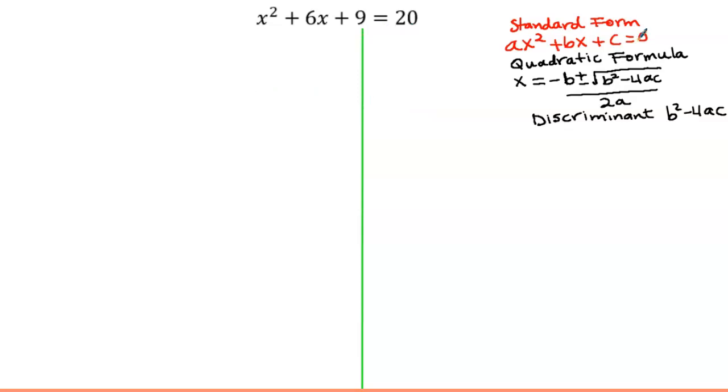So here we have to make sure that all of them is on one side and the 0 is on another side. That means we have to bring the 20 here. We will subtract 20 and we will subtract 20 here. I put it right under the 9 because it's a constant, kind of combining items. So here we have our x squared plus 6x, and 9 minus 20 is negative 11 equals 0.